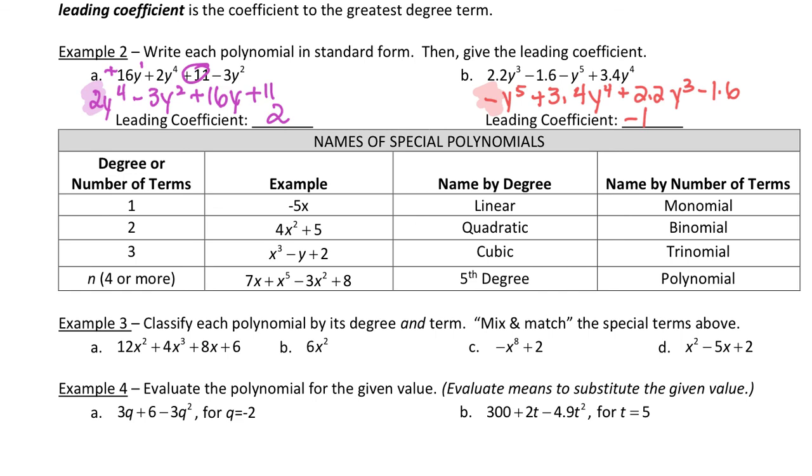In our next lesson, we're going to take a look at how we can name all of these polynomials. There are some special names for smaller sized polynomials.